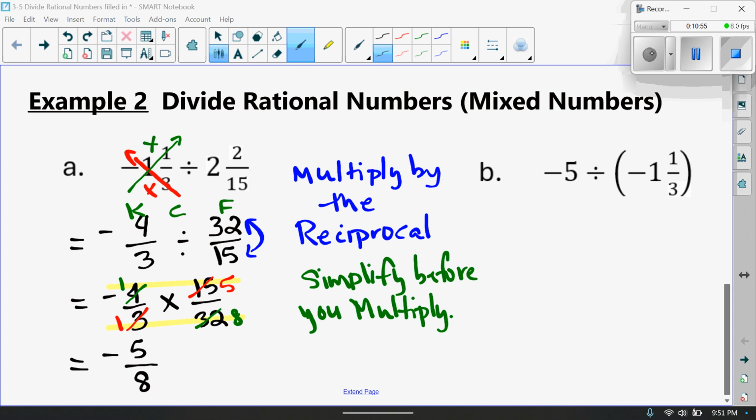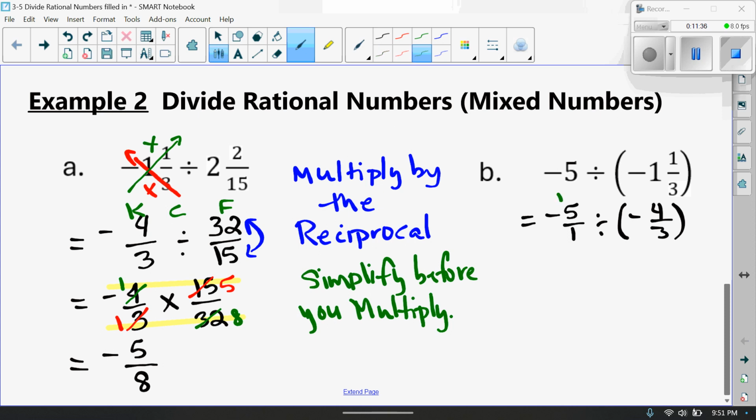For example 2b, remember, when you have a whole number, in order to make it a fraction, you just put it over 1. Okay? So, the first fraction here, we have negative 5 over 1 divided by, and now we want to change this mixed number to an improper fraction. So, again, 3 times 1, and this is going to be a negative, sorry. This is a negative. So 3 times 1 is 3, plus 1 is 4. So this is going to be 4 thirds.